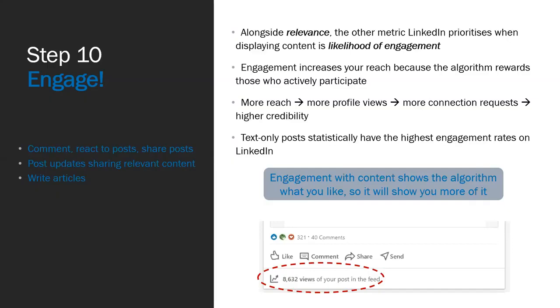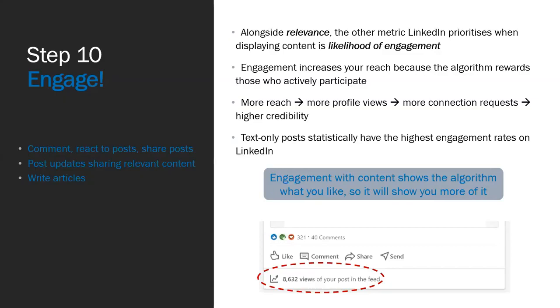This one is an actual post that I posted about 3 weeks ago. The original post was something that my sister posted when she passed her master's, and I shared that post because I was really, really proud of her. The post got 321 reactions and 40 comments. But the interesting thing is that it got 8,632 views, and this was a few days ago, so it's possibly even more by now.